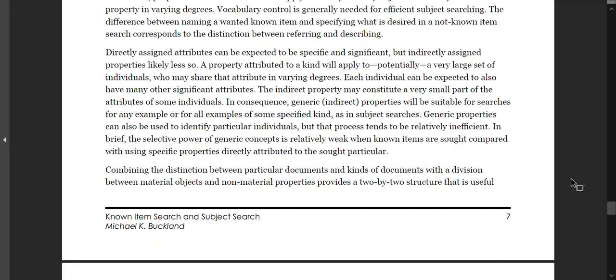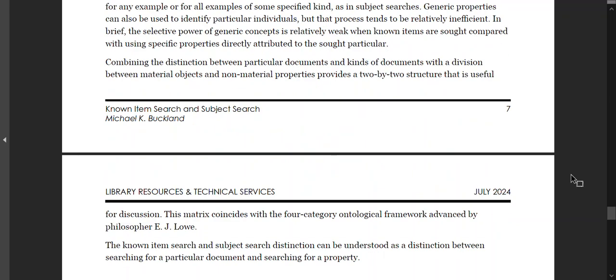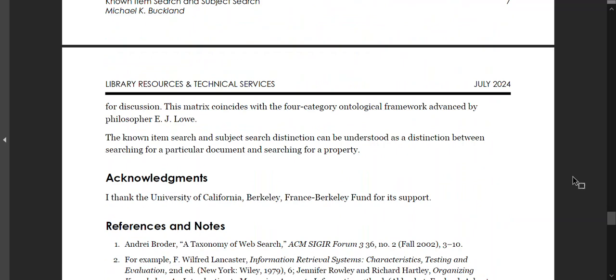Combining the distinction between particular documents and kinds of documents with a division between material objects and non-material properties provides a 2x2 structure that is useful for discussion. The matrix coincides with the four-category ontological framework advanced by philosopher E.J. Lowe. The known item search and subject search distinction can be understood as a distinction between searching for a particular document and searching for a property.